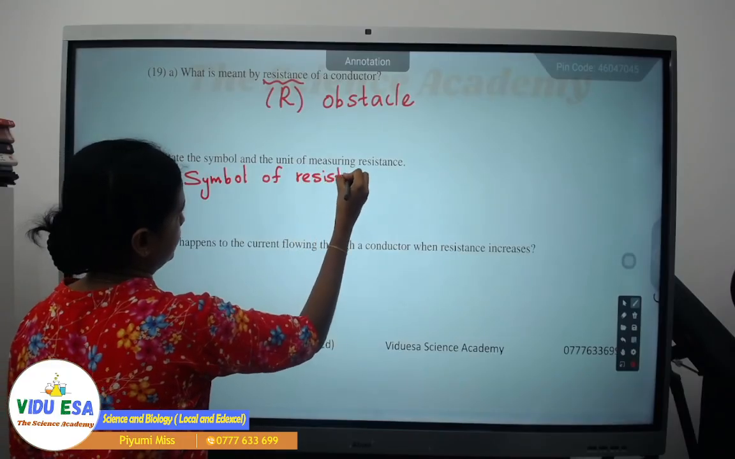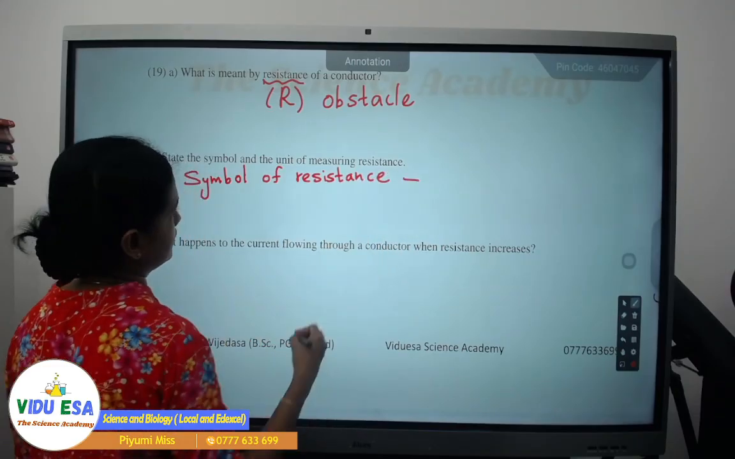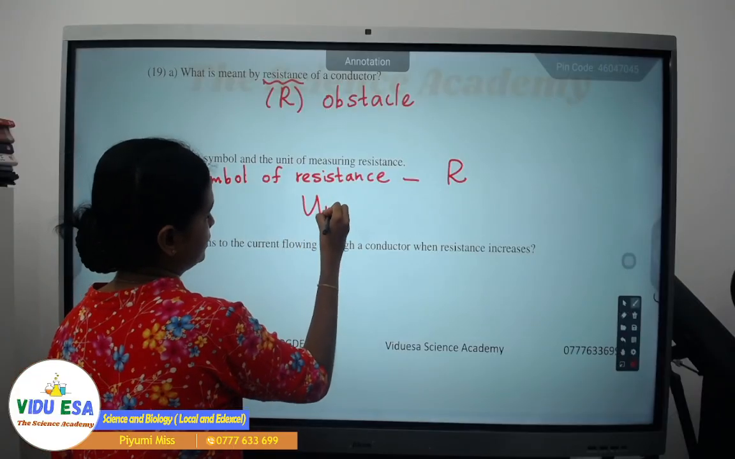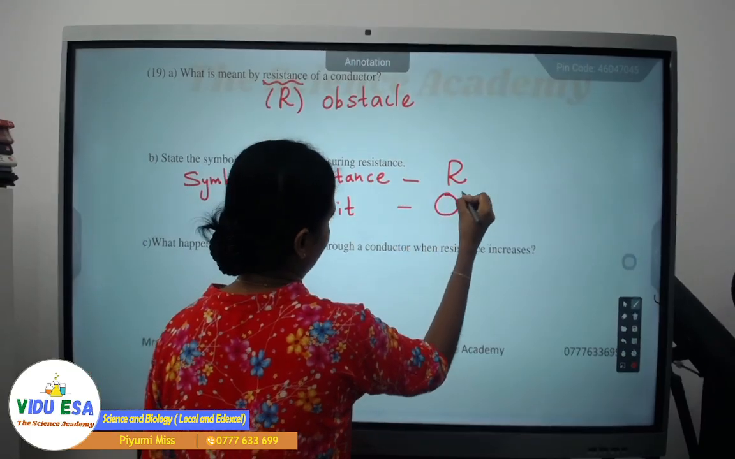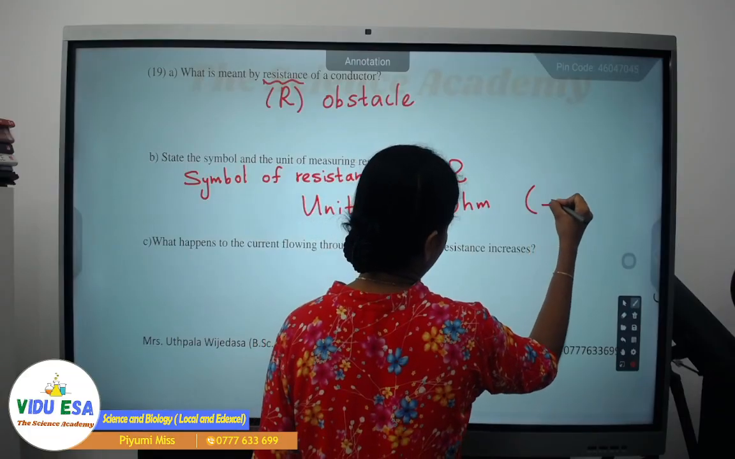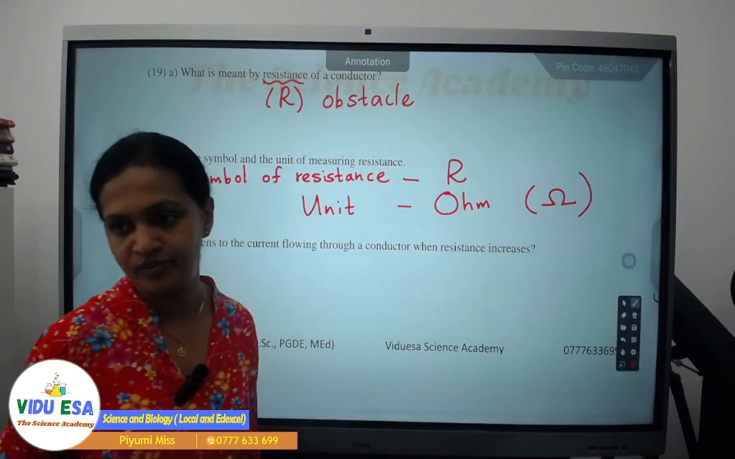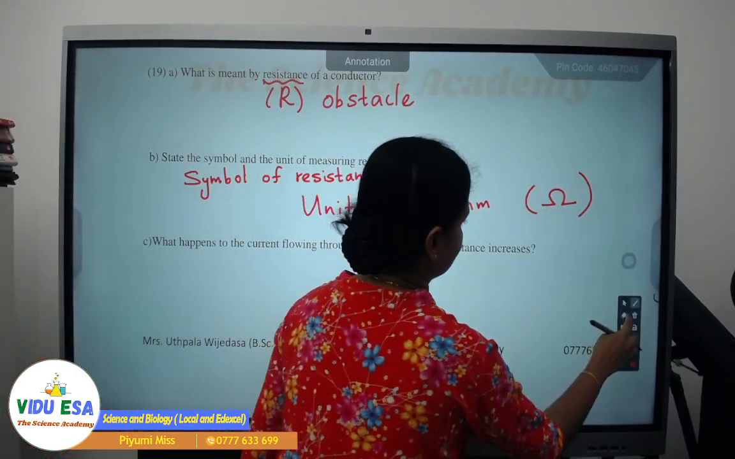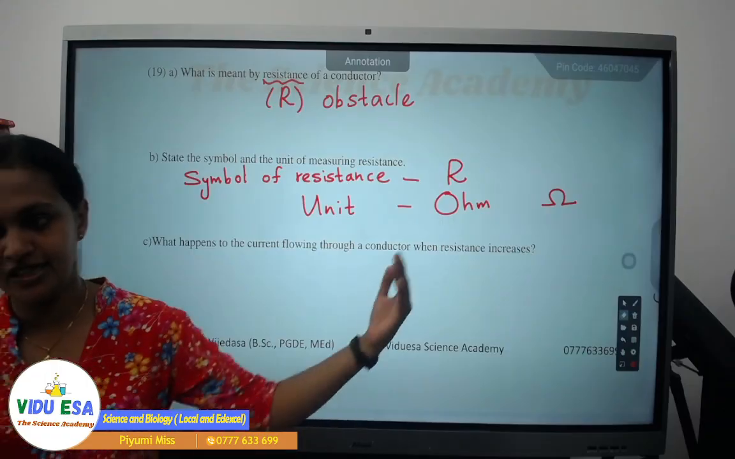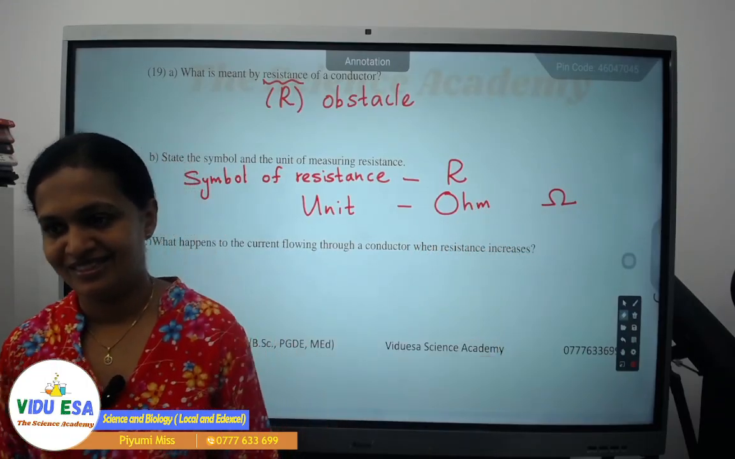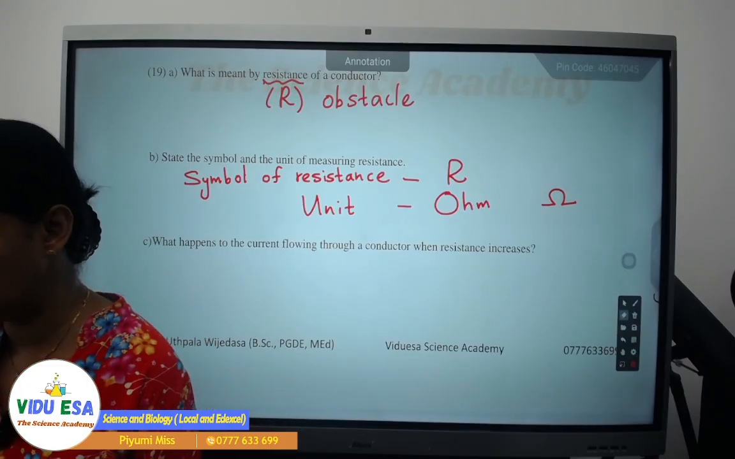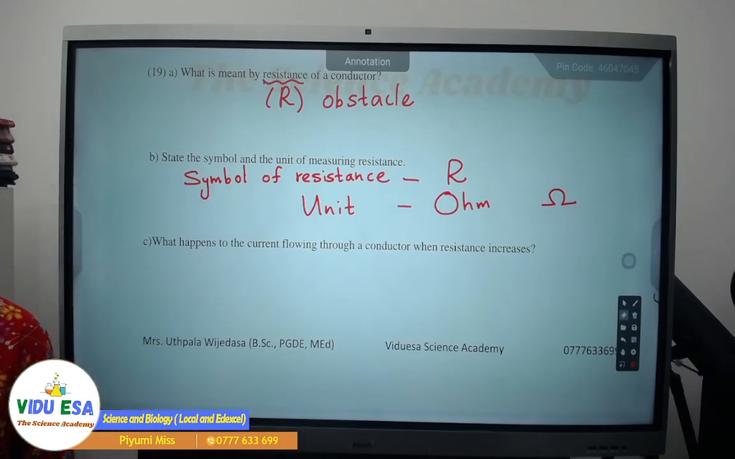Right, then you are asked to mention the symbol and the unit. So the symbol of resistance is capital R, and the unit used to measure the resistance is known as ohm. The symbol of the unit is ohm, like this. So we can say 5 ohm, 6 ohm, 100 ohm, 15 ohm, likewise.